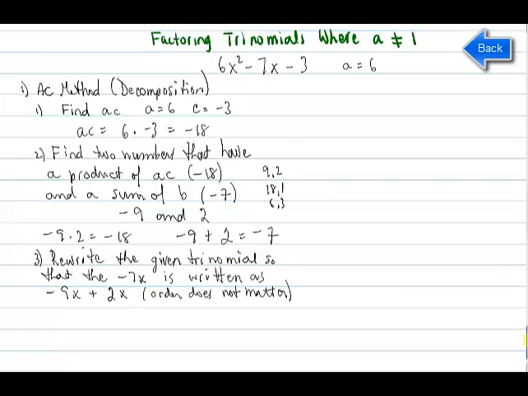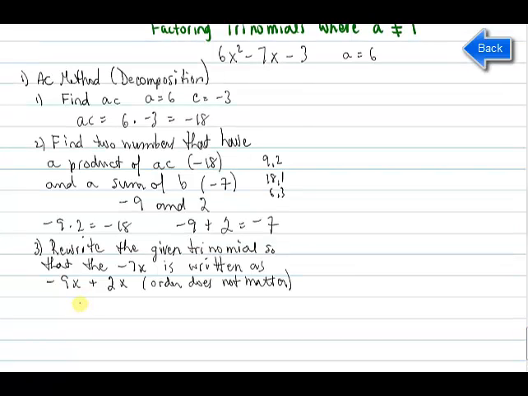Okay, so we still keep our first term, 6x squared, and I'm going to take the negative 7x here now, and I'm going to write it using the negative 9x and the positive 2x, and I leave c the way it is, so minus 3. So it's exactly the same trinomial. When I simplify this, I will get back to 6x squared minus 7x minus 3. All right, and your last step is to factor by grouping.